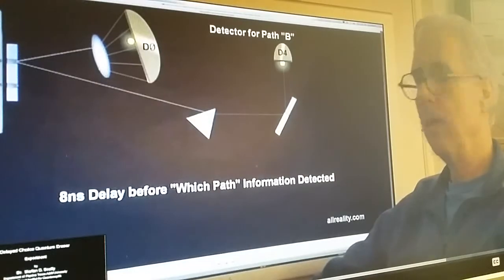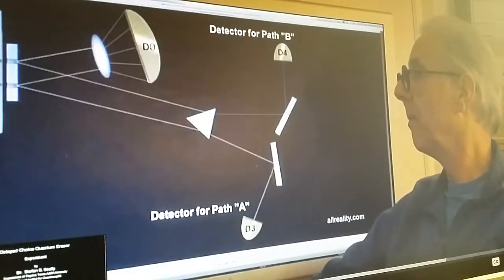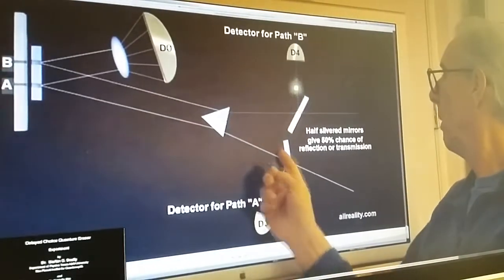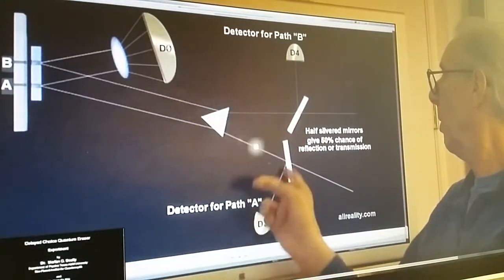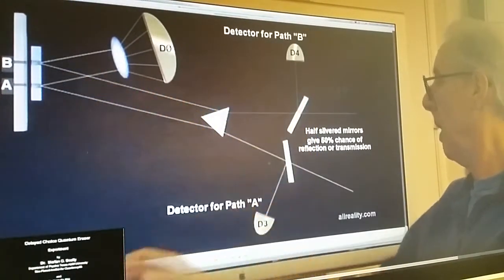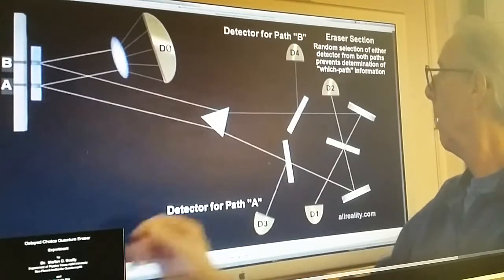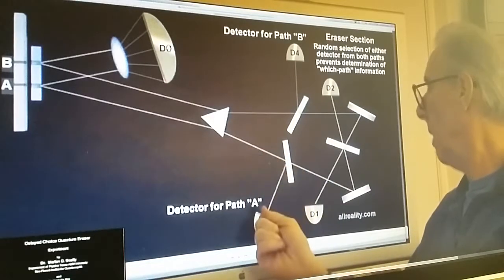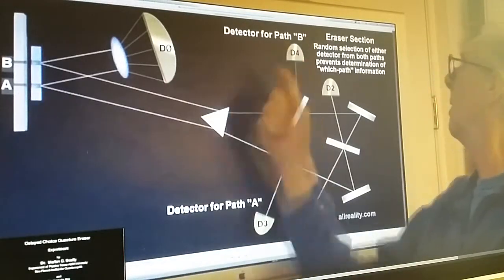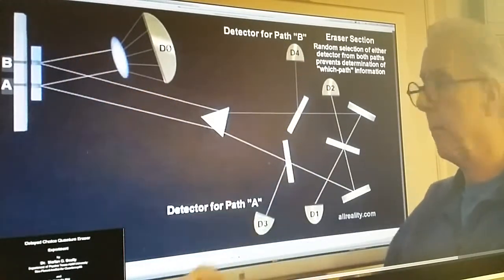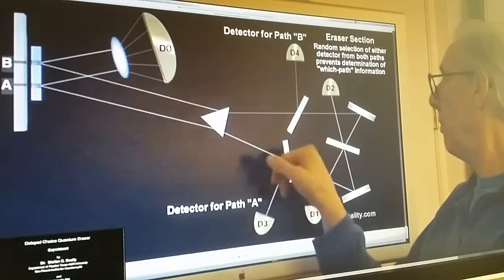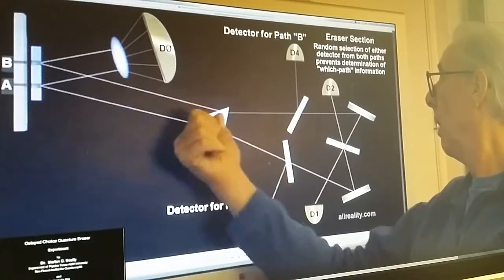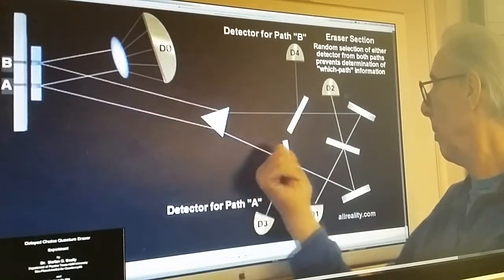And there's an 8 nanosecond delay. And the same thing for the other path. So you're detecting which path information, because you know if it hits D3, it came from A. If it hits D4, it came from B. Because these are half-silvered, half of the time, the photons are going to go through.